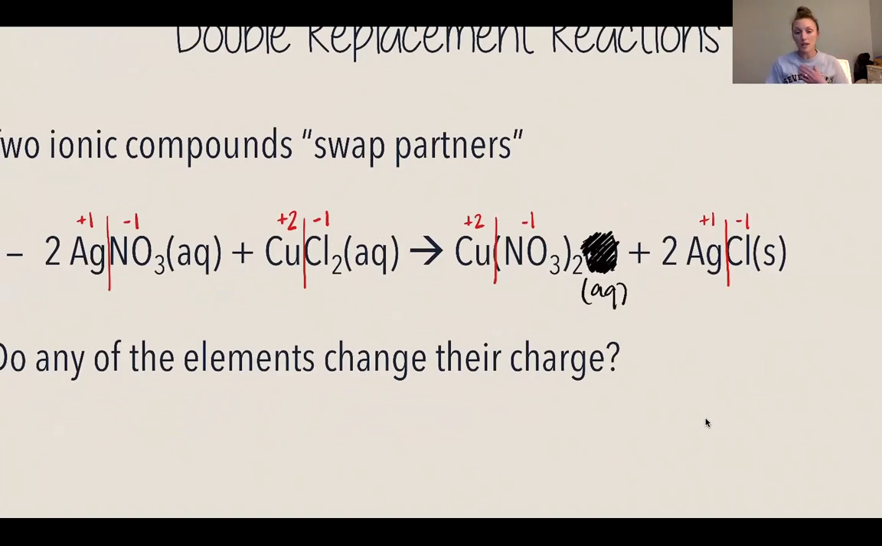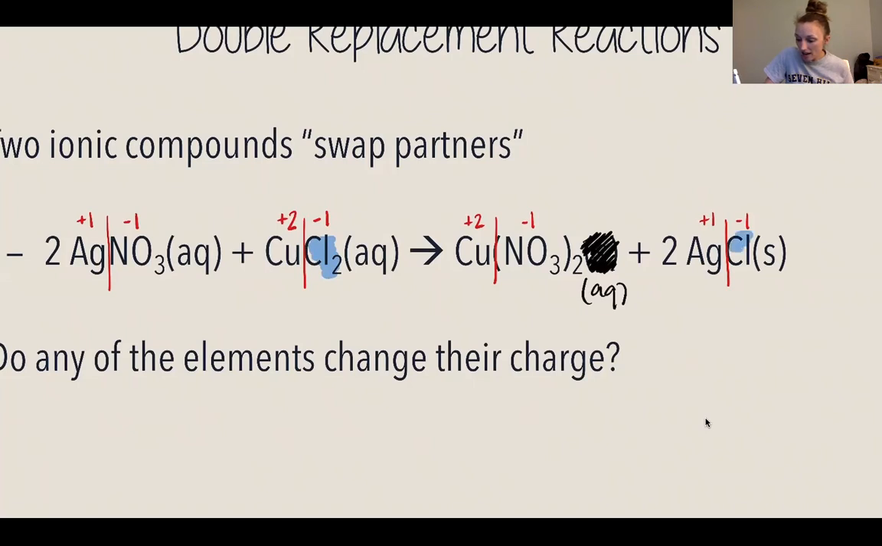What I do want you to pay attention to, though, here, because this is going to be a big thing when we're predicting the products of these reactions, notice that nothing changes its charge, but the subscripts that follow some of these ions are going to change. Now let's look specifically at the chloride when we're looking at this. On my reactant side, there are two chloride ions. And I got that two because it needed to balance out the charge of the copper, okay?